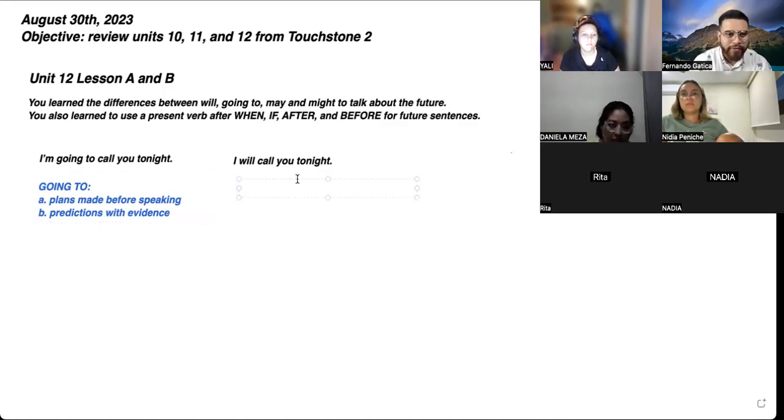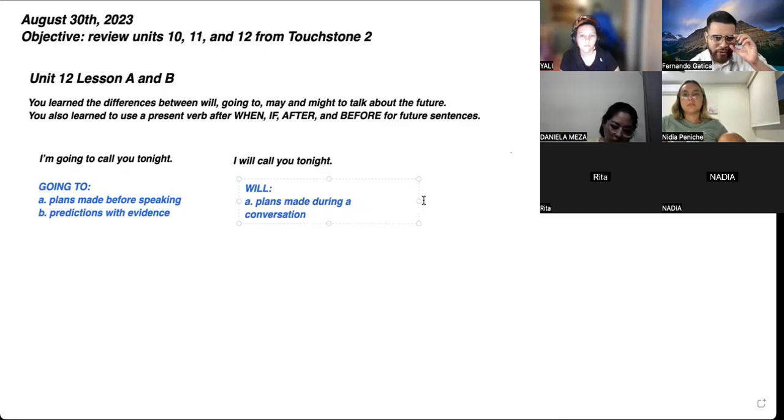Now with will, you can use will for four things. You can use will for plans made during a conversation. Planes que haces durante una conversación.